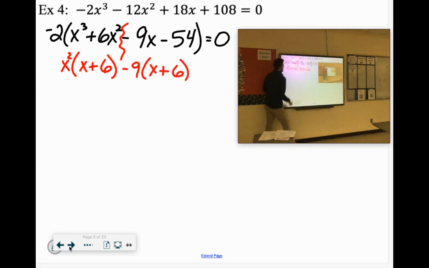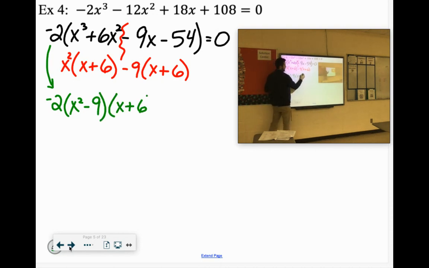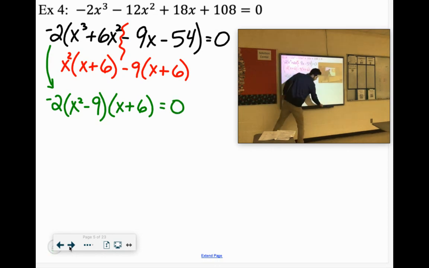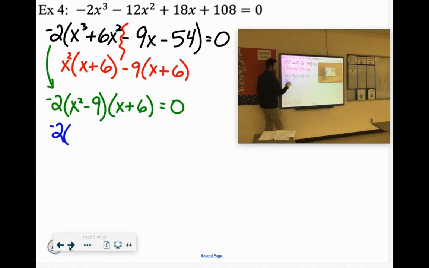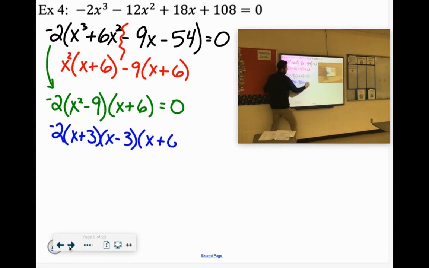So then let's write what we have here. We've got this -2 out here. We've got the x squared minus 9, and we've got the x plus 6. Which x squared minus 9, again, is a difference of squares. So that would factor to x plus 3 times x minus 3. We also have the x plus 6.